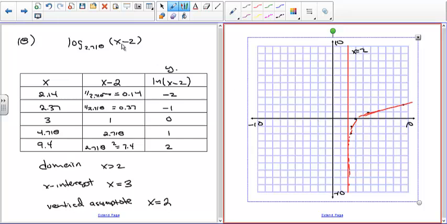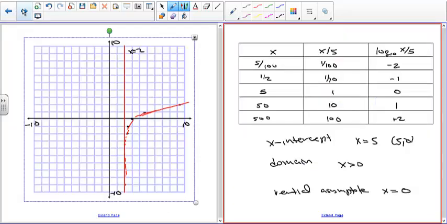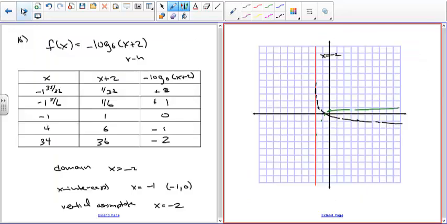From a transformation standpoint, you could plot the natural log of x, which would have x equals 0 as the vertical asymptote. And then all we're doing is shifting everything to the right 2 units. Okay, so that's how those work out.